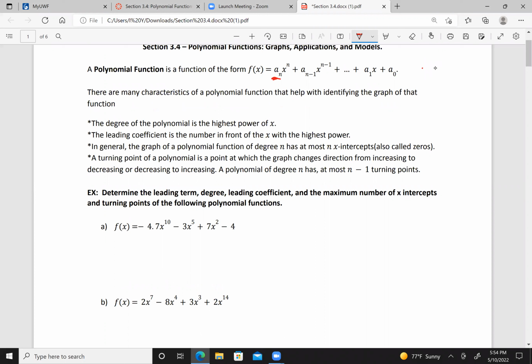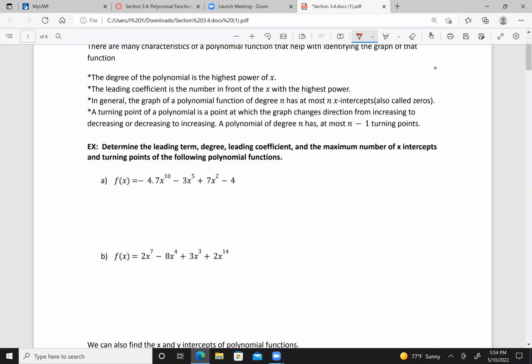In general, the graph of a polynomial function of degree n has at most n x-intercepts or zeros. So at most n, could be less. A turning point of a polynomial is a point at which the graph changes direction from increasing to decreasing or decreasing to increasing. A polynomial of degree n has at most n minus 1 turning points. So this will help us figure out graphs.